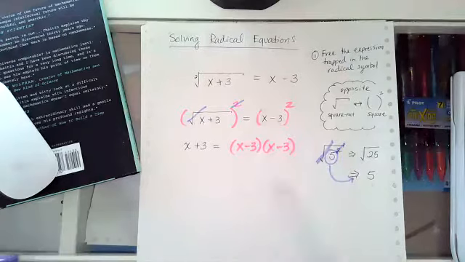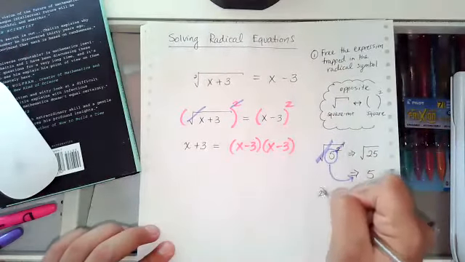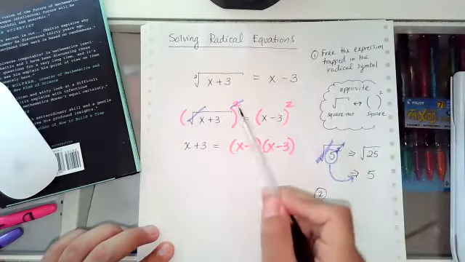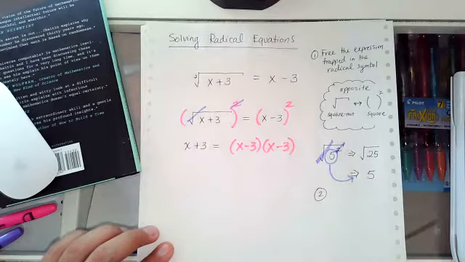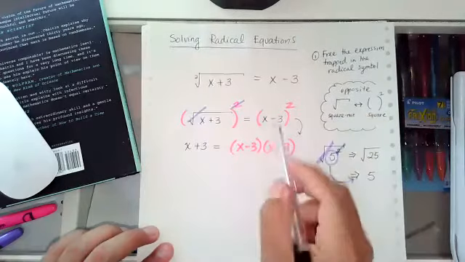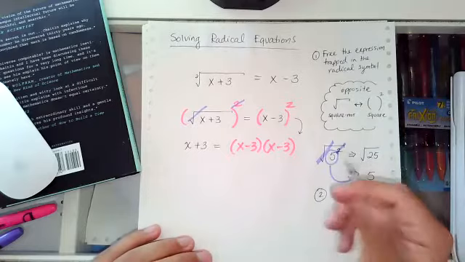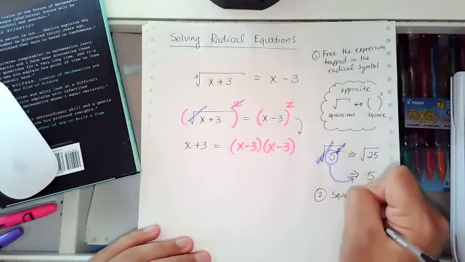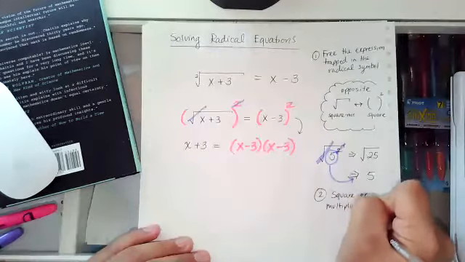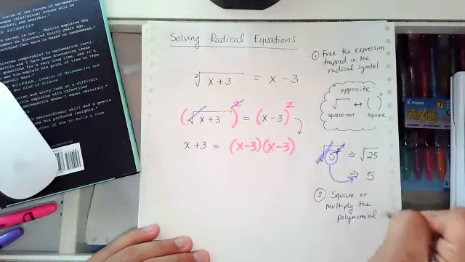So that's really the second step. So the first step was just to free the expression in the radical by raising it to the second power, and we do that to both sides of the equation. The second step is to rewrite the right-hand side of the equation so that we can multiply that polynomial, right? So square or multiply out the polynomial on the right-hand side.